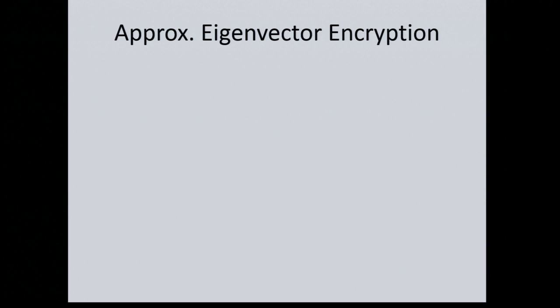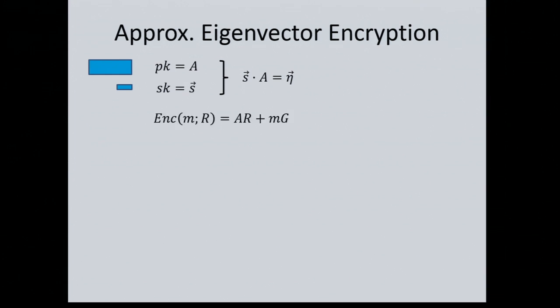So now let's actually see the final encryption scheme. Remember, our public key is this matrix A, which is wide and short. Our secret key is a vector S, and we have this property that S times A is a short vector eta. Now to encrypt a message M with randomness R, so this R is just going to be this big 0,1 matrix that we saw before, what we do is take A times R plus M times G.